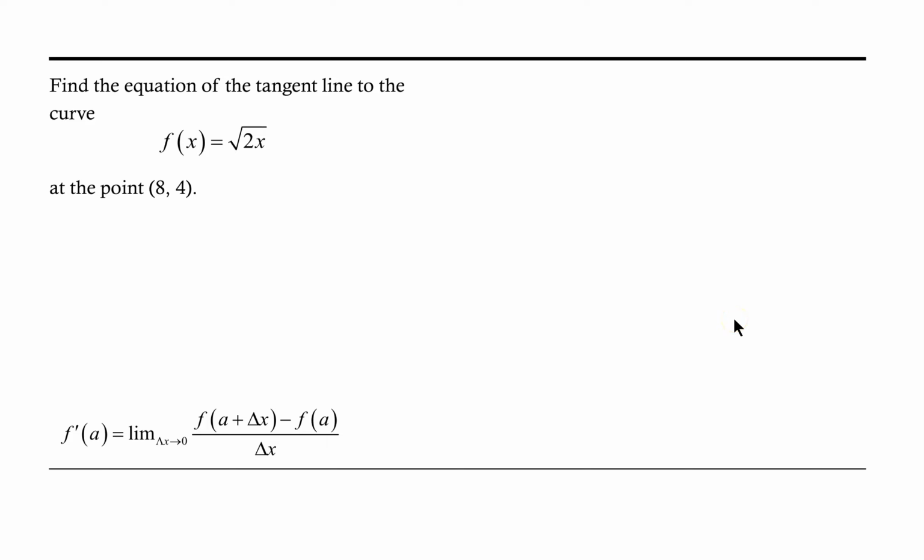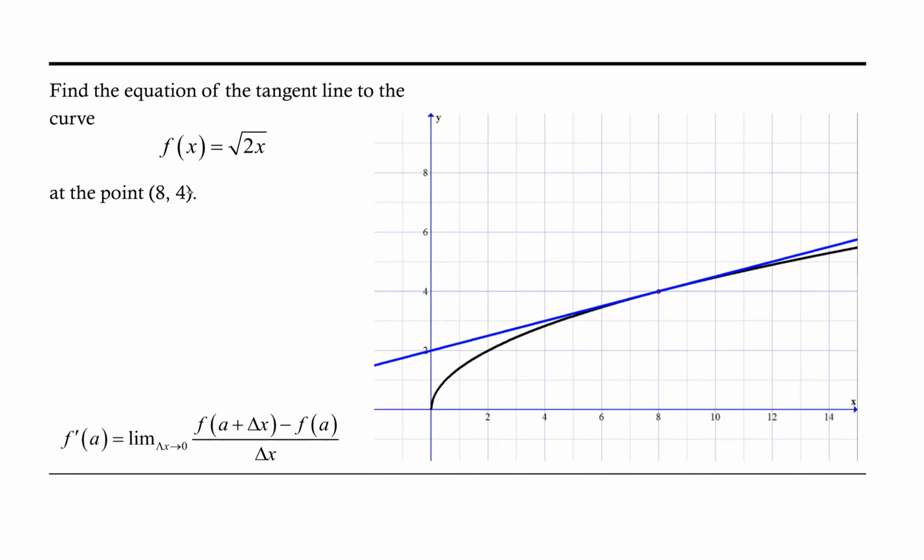Let's take a look at an example of finding the equation of the tangent line to a curve for a square root function, in this case f of x equals the square root of 2x, at the point (8, 4). As we get started, we need to note that the tangent line to a curve is a line that touches the curve at a single point.